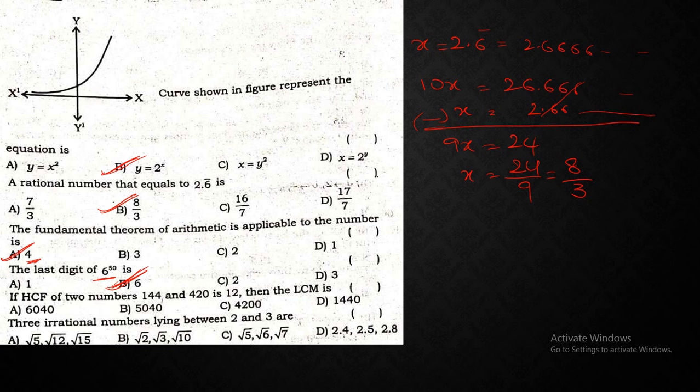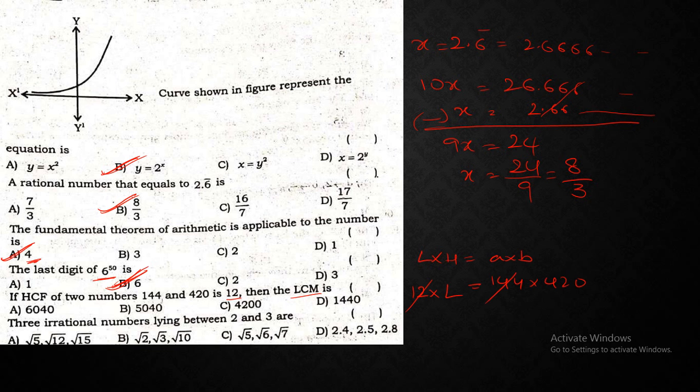Next, the HCF of two numbers 144 and 420 is 12. Then what is the LCM? This is an application of LCM into HCF is equal to the product of the numbers. The numbers are given as 144 and 420, the HCF is given as 12, and you need to find the LCM.